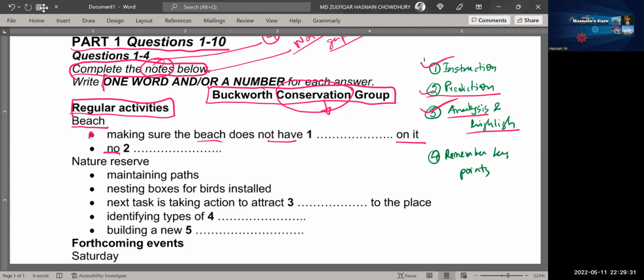Okay, so 2 questions. And the second subheading is nature reserve, maintaining paths, nesting boxes for the birds installed. Next task is taking action to attract somebody or something to the place, because its nature is most probably some animals or some birds or some insects, pests, things like this. And identifying types of something. Identifying types of something, building a new something.